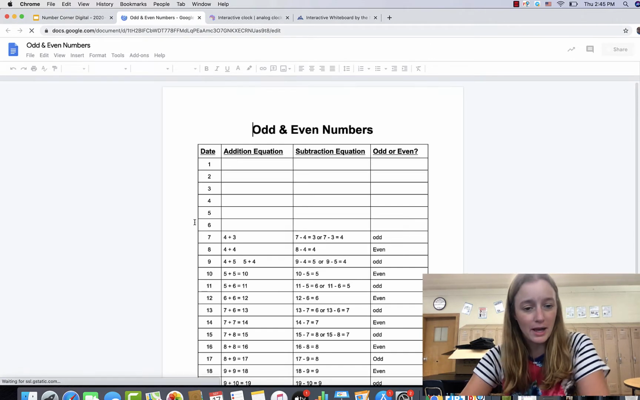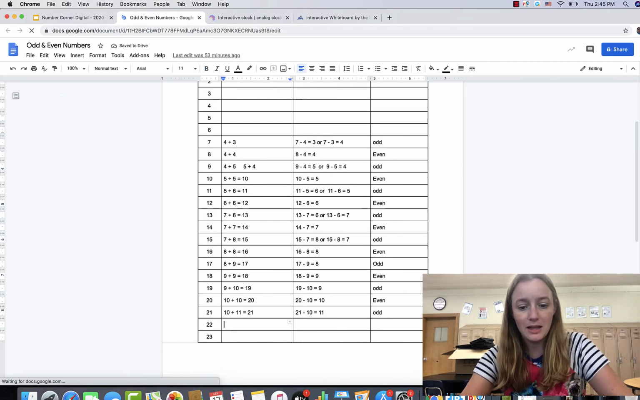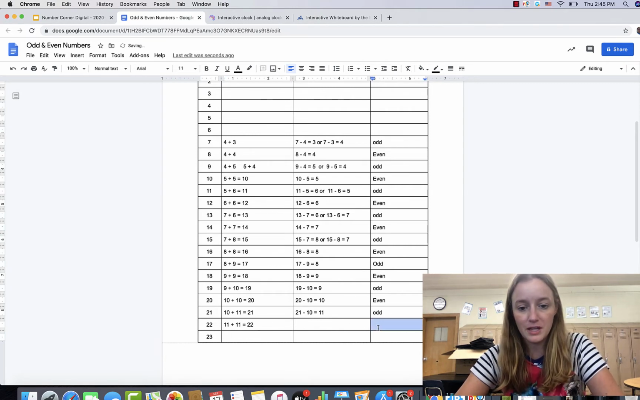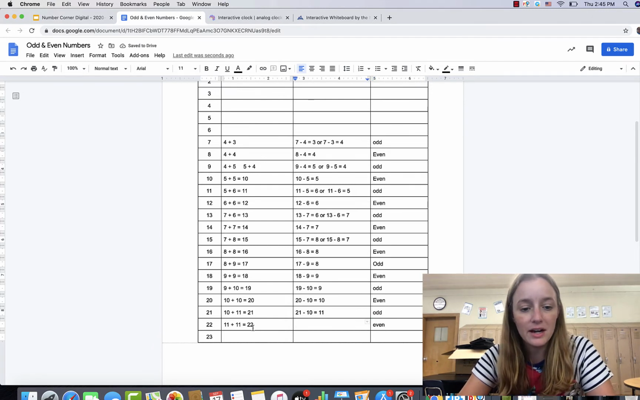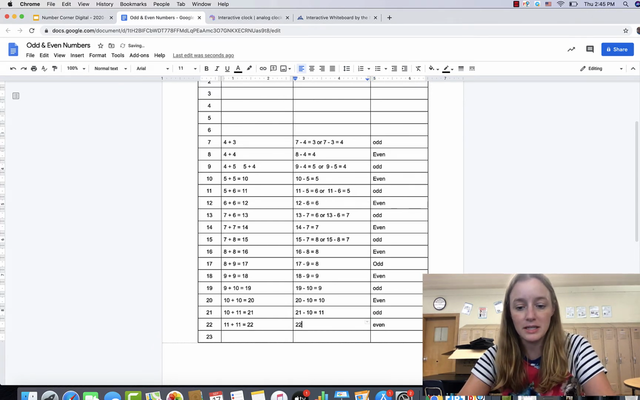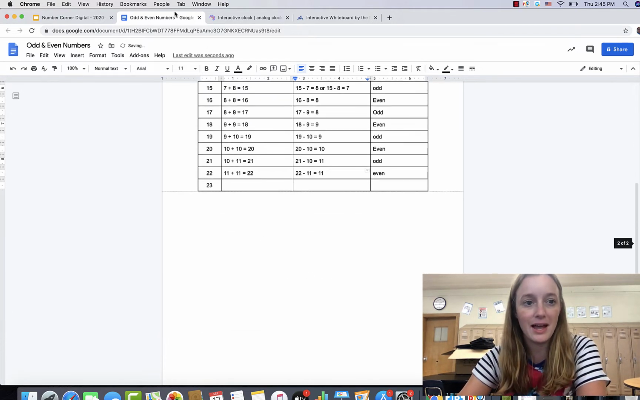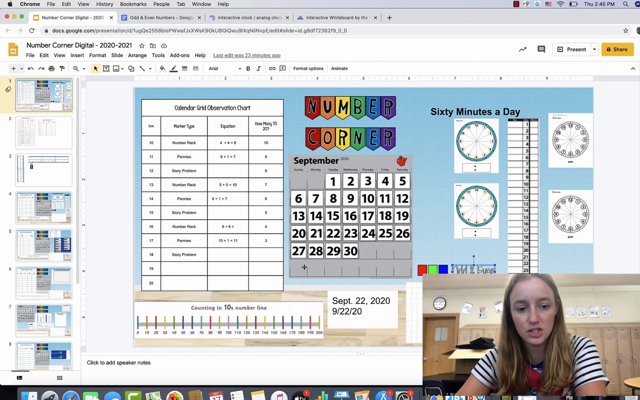And I'm going to go ahead and put 11 plus 11 equals 22. And I'm going to fill in that this is even. We already know that. We're going to take our answer right here, which is 20. And we're going to go 22 minus 11 equals 11. Okay, so that is it for our odd and our even chart today.